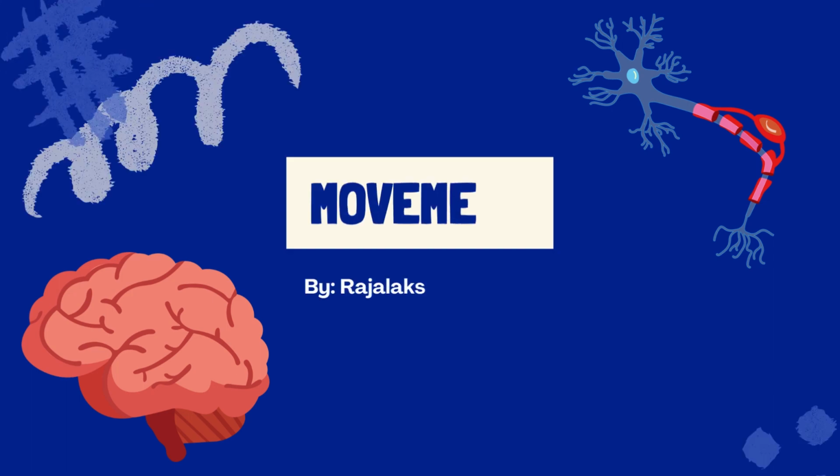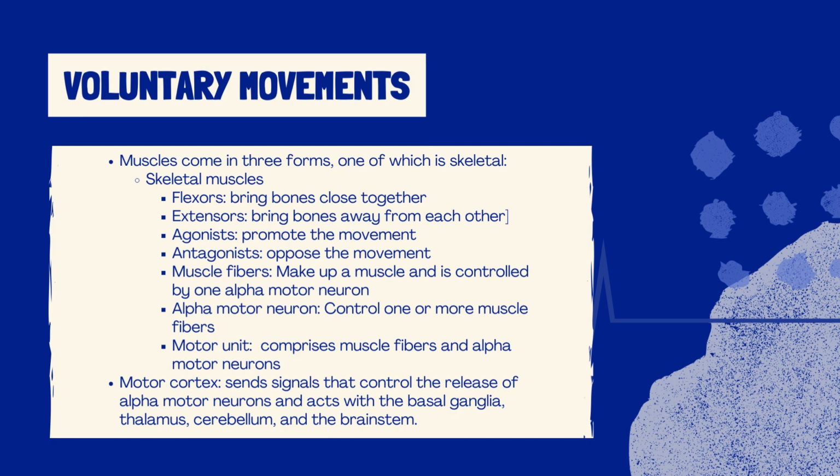Welcome to Brain Atlas, Chapter 3 Movement. So, we will be talking about three types of movements today: voluntary movements, involuntary movements, and complex movements.